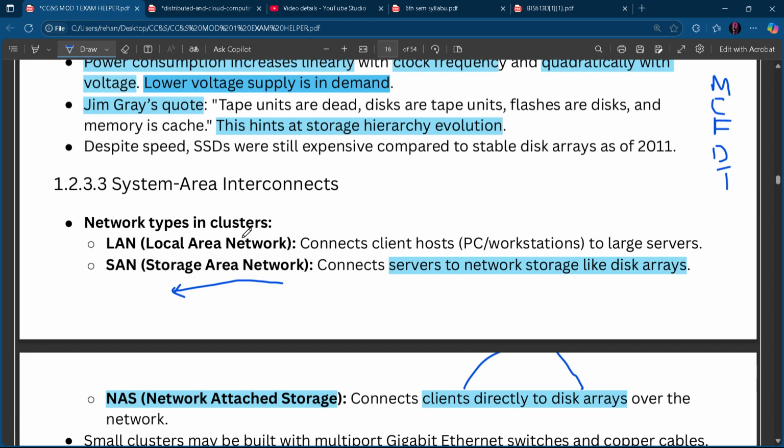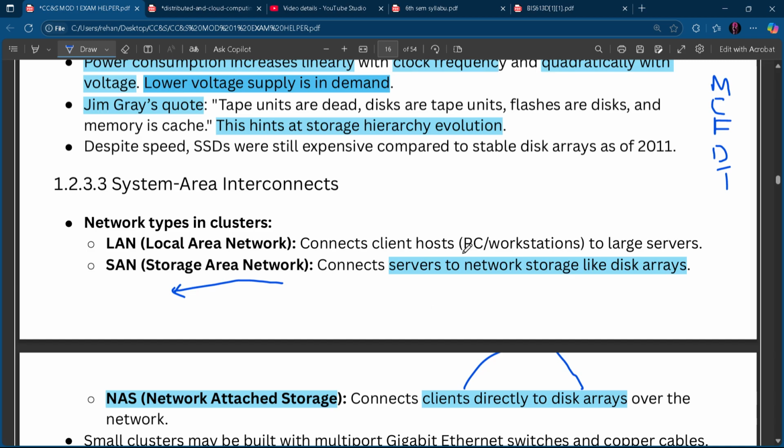System area interconnects include three things: LAN, SAN, and NAS. LAN is local area network, which you know better. SAN, storage area network, connects servers to network storage. Then NAS is the reverse of SAN. It is not an area network; instead of area, you write network attached storage. Simple: it connects clients directly to storage.